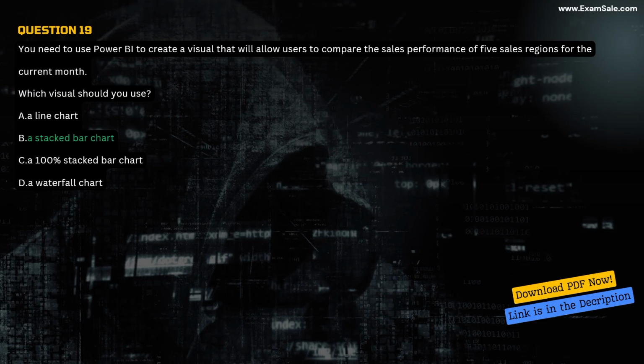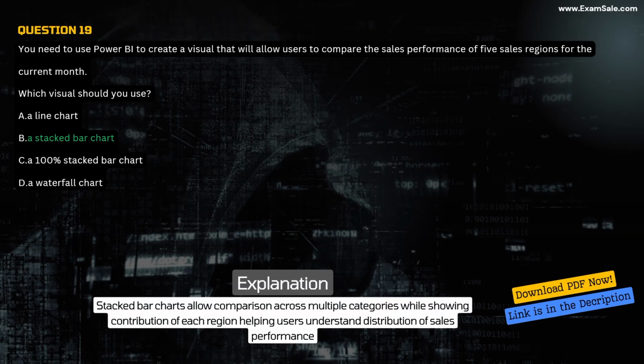Correct answer B. Stacked bar chart. Explanation. Stacked bar charts allow comparison across multiple categories while showing contribution of each region, helping users understand distribution of sales performance.